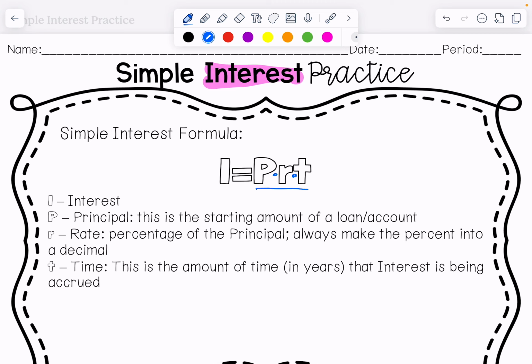I stands for the interest. This is the amount that you're either earning or the extra amount of money that you're going to need to pay. P is the principal, which is the starting amount of a loan or account. The R stands for rate, so this is where your percentage comes in, but you always want to make sure that percent is written as a decimal. And T stands for time, so this is the amount of time in years that the interest is being accrued.